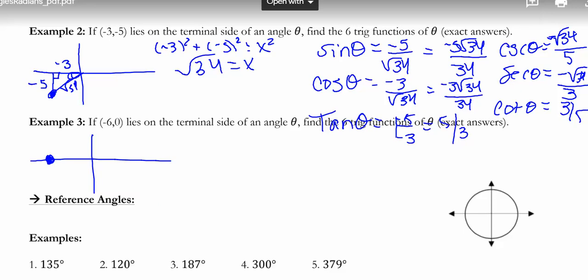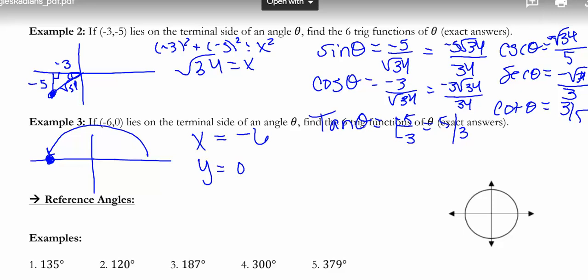So (-6, 0) is right there. That means my turn goes like this. That's how I get to that angle. Notice I don't have a triangle, but notice my x value is negative 6. My y value is 0.